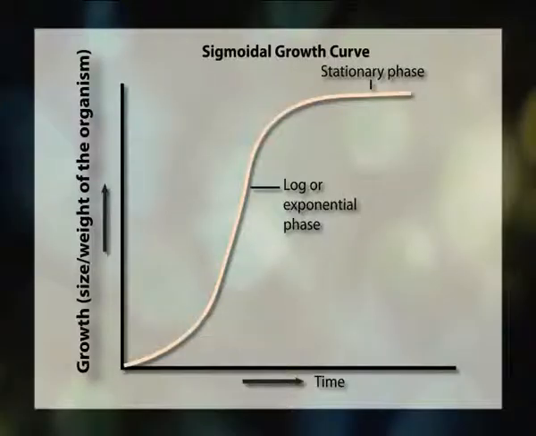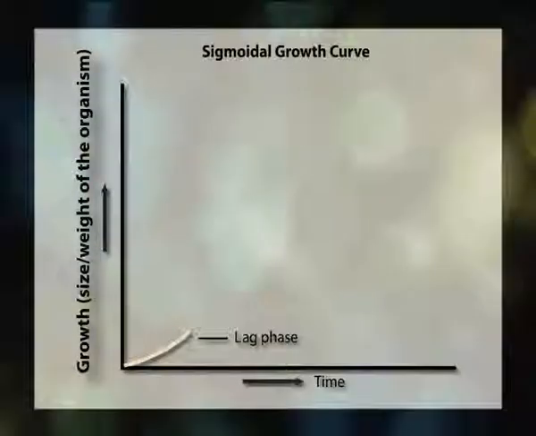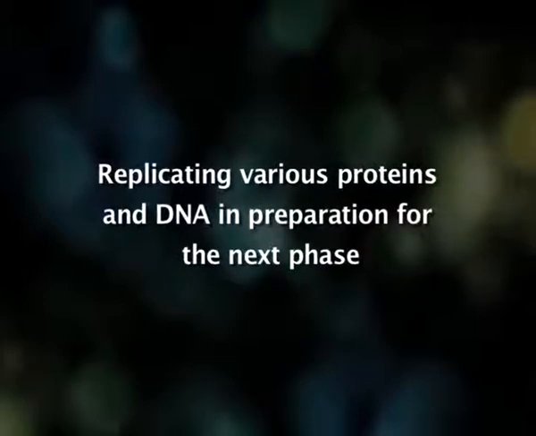Thus, three main phases of growth are seen in the sigmoidal growth of plants: lag phase, log phase, and stationary phase. Let's first take the lag phase. This is the longest of all the growth phases. During this phase, there is little or no cell growth. In this state, the cells are busy replicating various proteins and DNA in preparation for the next phase.